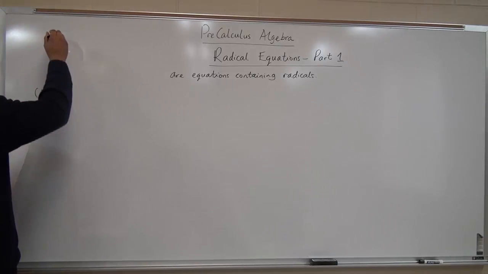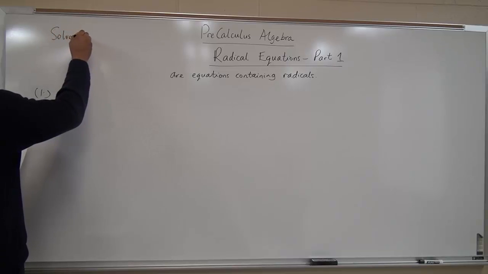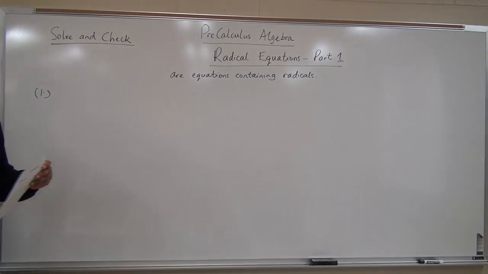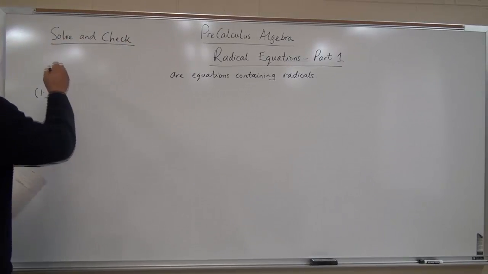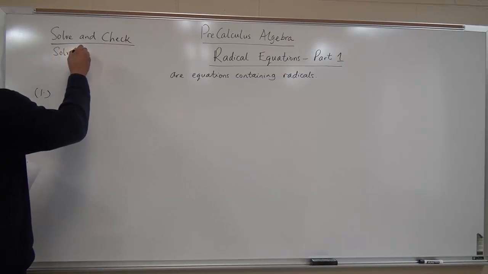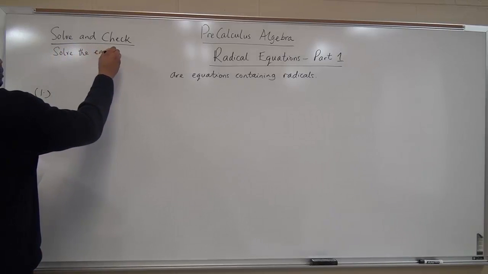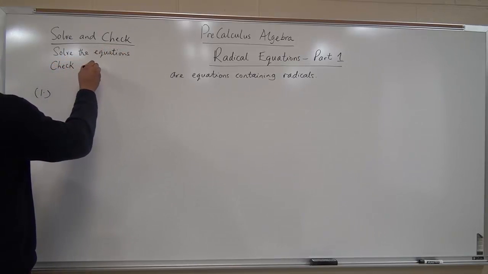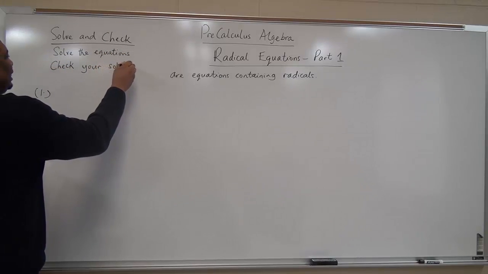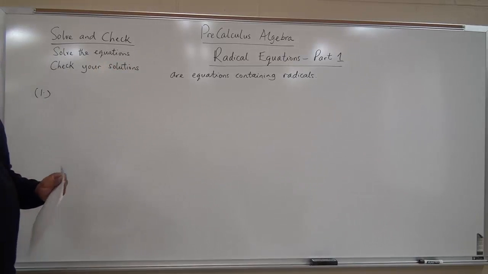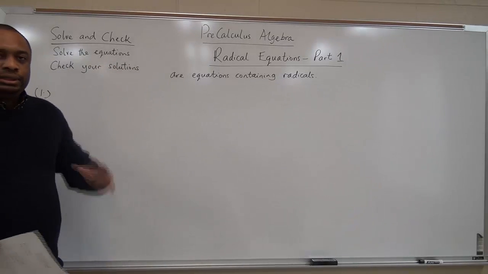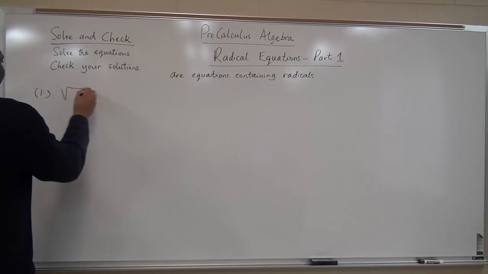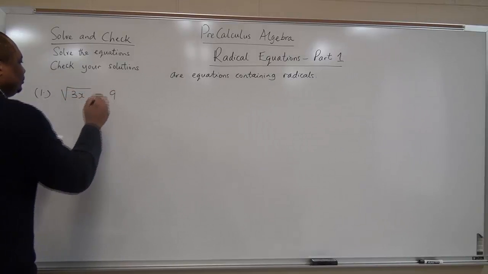We have some problems here, and of course everything here will be solve and check. We will solve the equation, then check our solutions to see whether the left-hand side is equal to the right-hand side. We talked about all those in our videos on equations. So number one is the square root of 3x equal to 9.